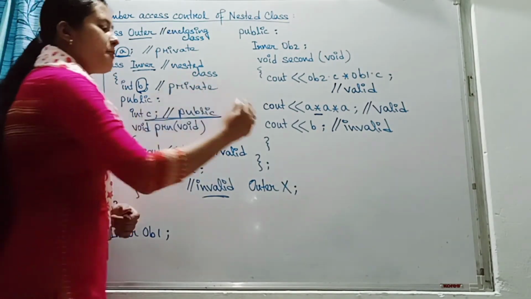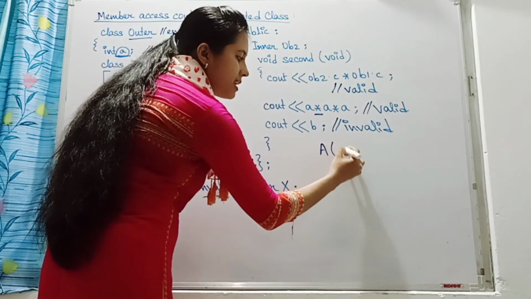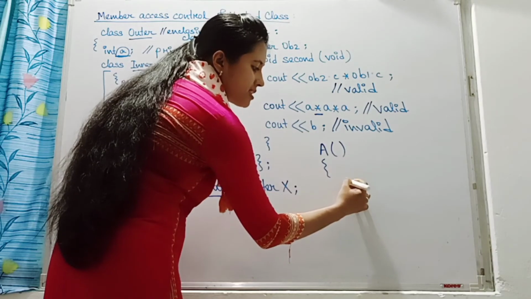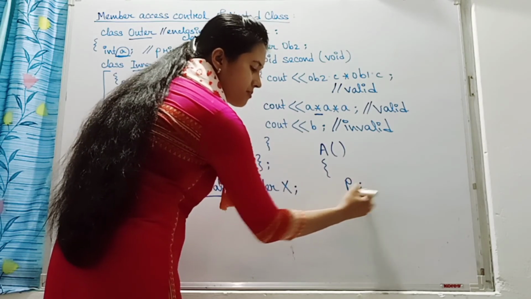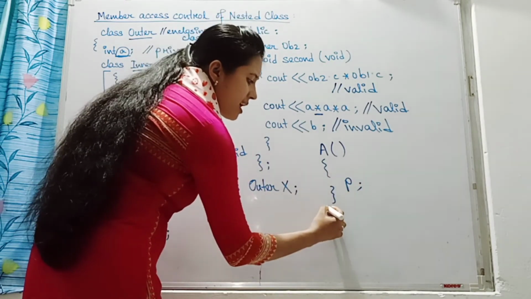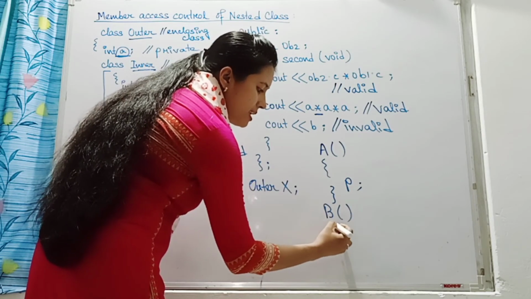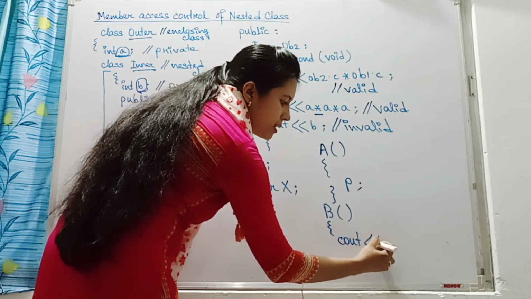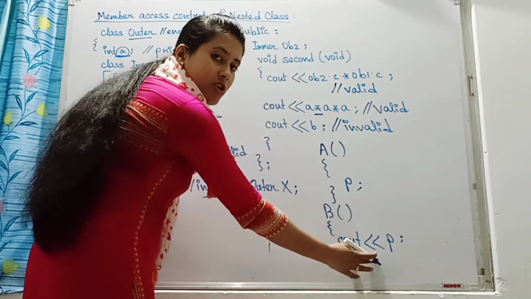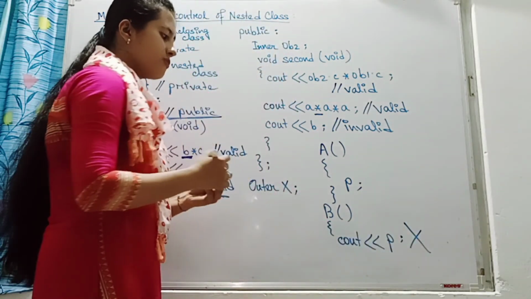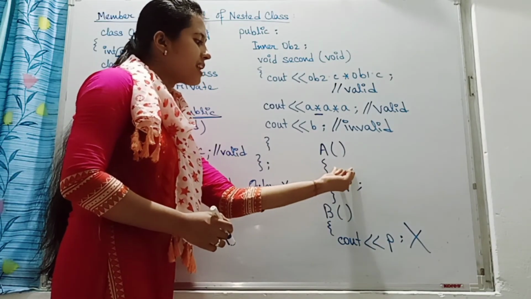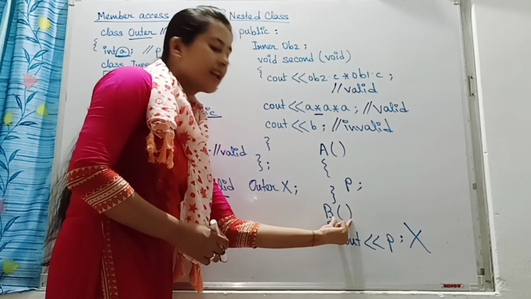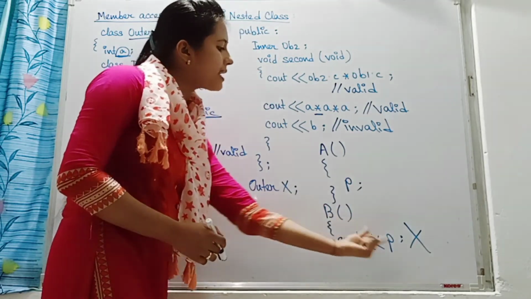Clear? Suppose I give one simple example. If A is a class, inside A, under the private section, we have used P. Now this class is over. There is another class B. In the B class we are using cout P. Is it valid or invalid? It is simply invalid. Why? Because P is defined under the private section of class A. So how can B access this P?